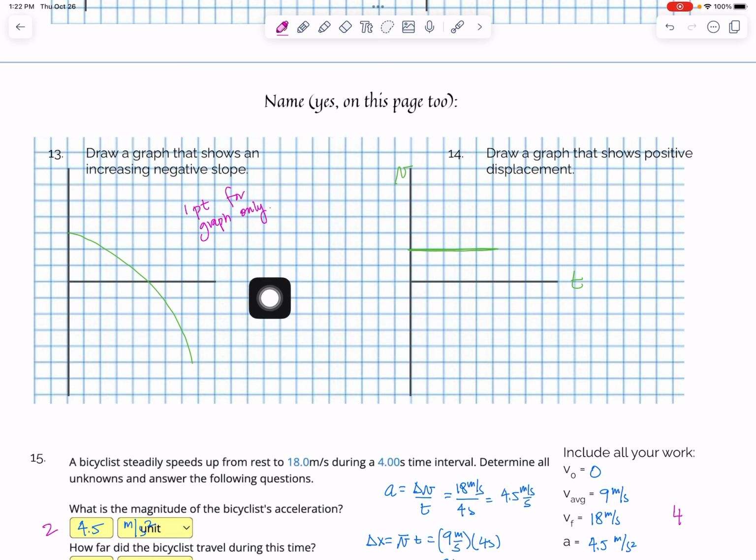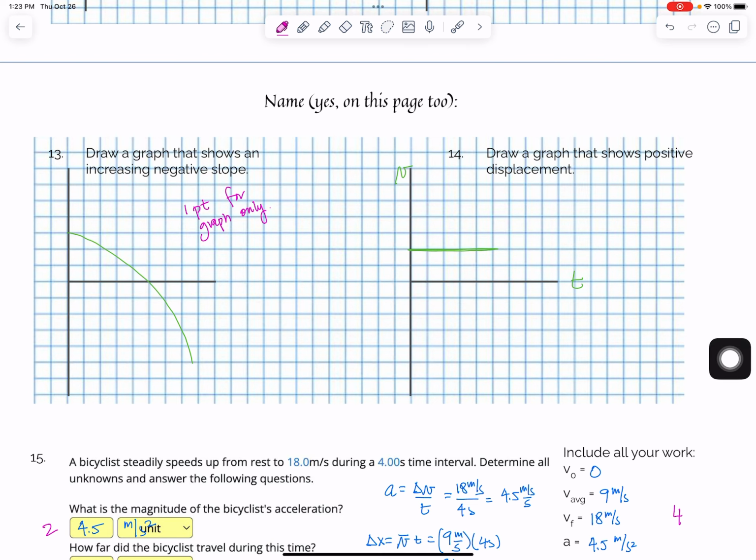And so I don't have any labels because it works for any graph in the universe. And then draw a graph that shows positive displacement. Again, there were numerous options. What I did was velocity versus time. We know that the area under this graph is going to be positive, and the area is the displacement.